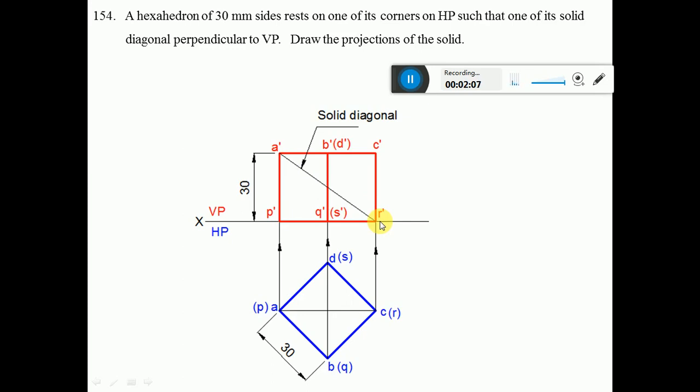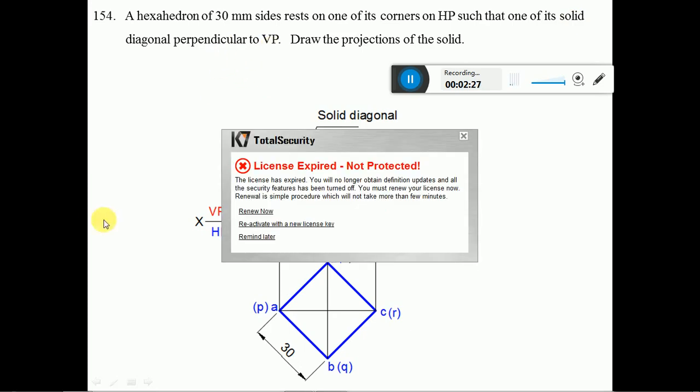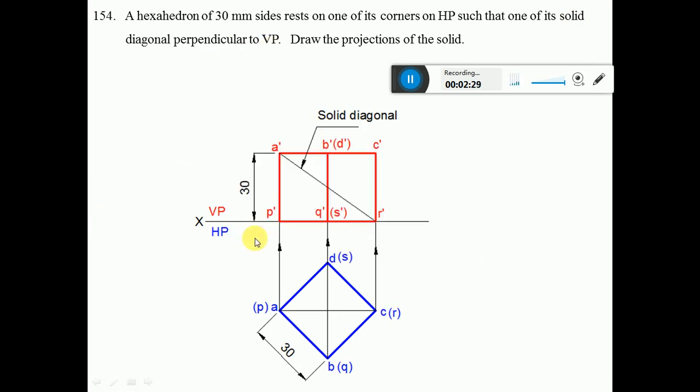Since it says that one of its solid diagonals has to be perpendicular to VP, and a solid diagonal is nothing but a line, we can interpret this as a line perpendicular to VP. If a line has to be perpendicular to VP, then that line has to be parallel to HP first. So that is the condition. A line can be perpendicular to VP only when that line is parallel to HP.